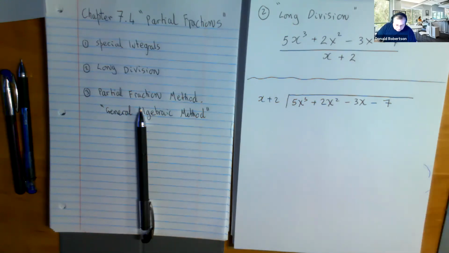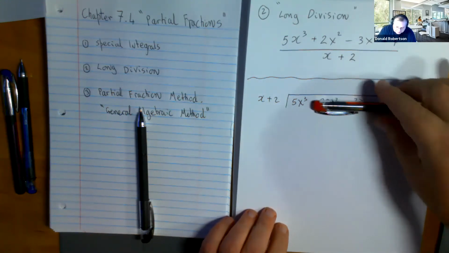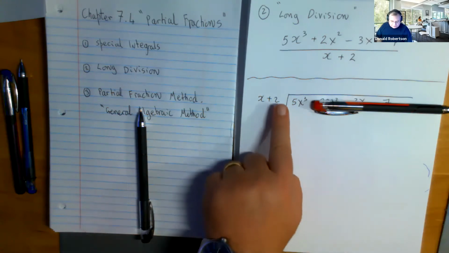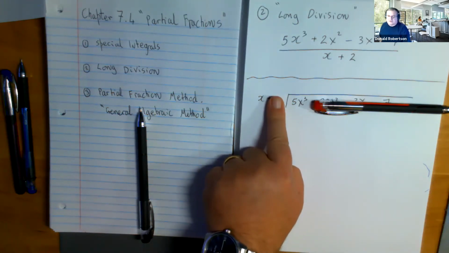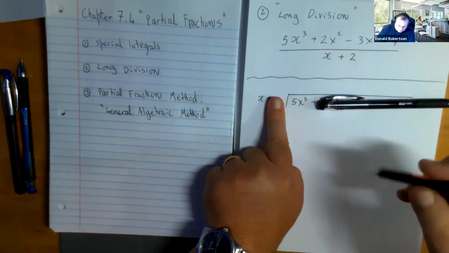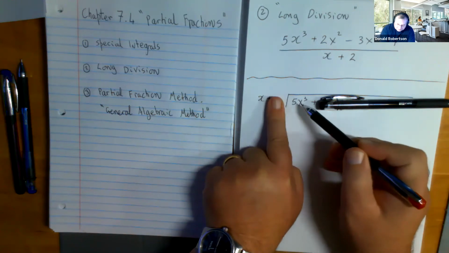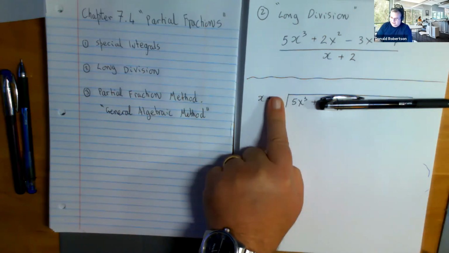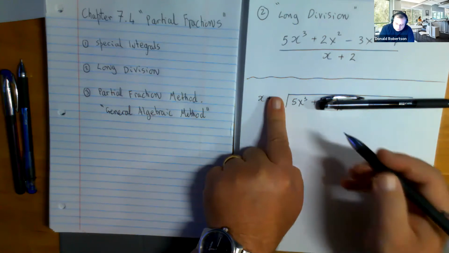So what does that process look like? Cover up everybody except the 5x cubed. Cover up everybody except the biggest term, in this case, x. And then you look at what you need to multiply x by to get 5x cubed. Okay, so what do you need to multiply x by to get 5x cubed? 5x squared.